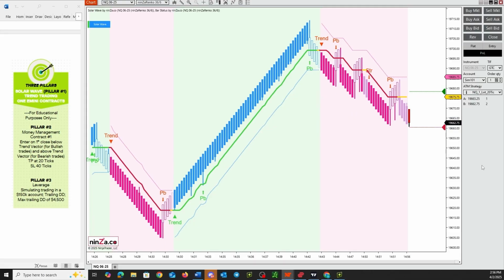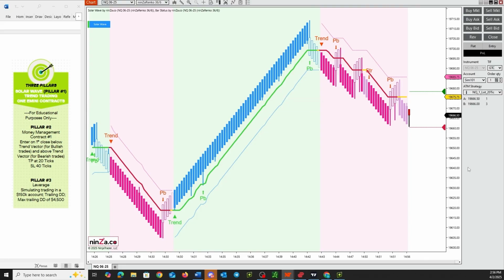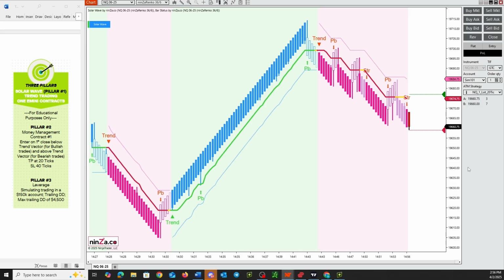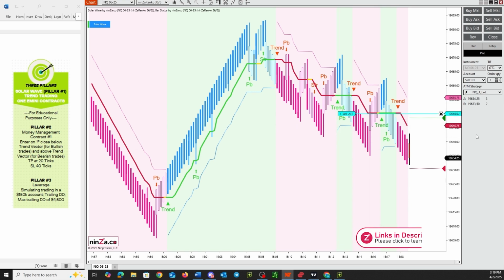Bam. Okay, we lost on this one. 3 winners in a row here. So these profit targets, they're high probability. Depending on what it does, I don't think it really matters what. Limit order up there.